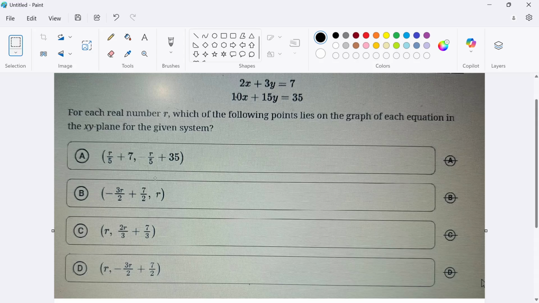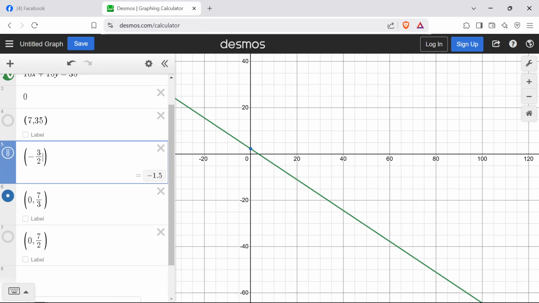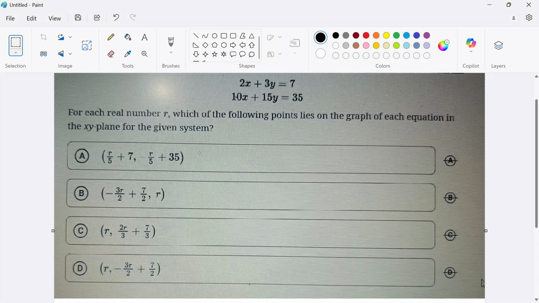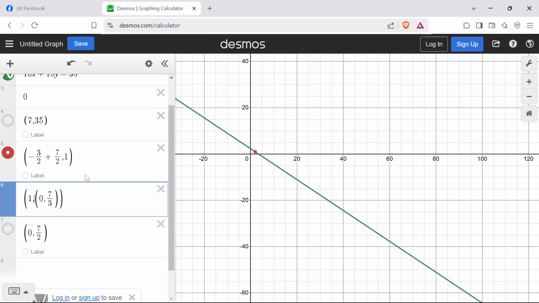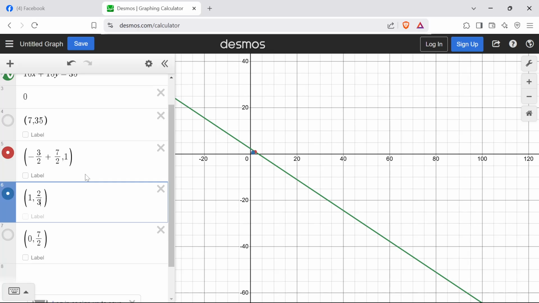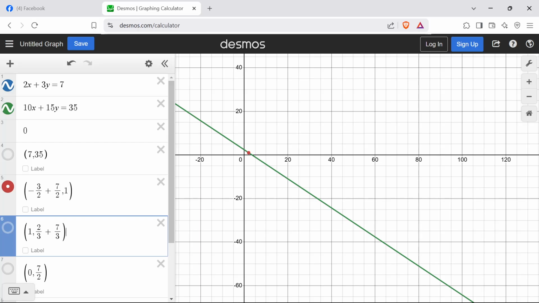I'll use 1, a new number. This is negative 3 times 1 over 2, negative 3 halves plus 7 halves, and 1. That one's still on the line. Well, hopefully this one's going to get eliminated. That's B. Now 1, and then 2/3 plus 7/3. That one's not on the line. So I've eliminated all but B. When you eliminate, make sure you're crossing them out in Desmos, but B is the answer. Worked on Desmos.